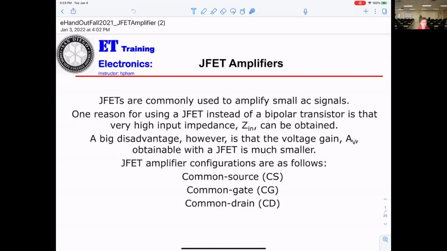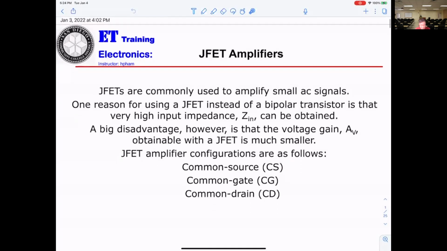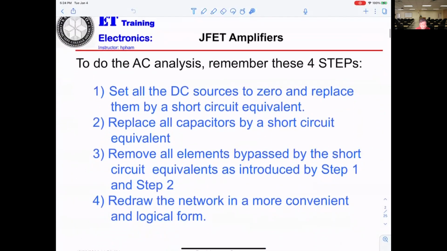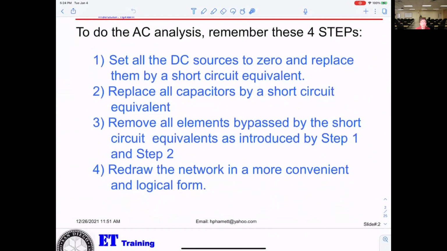Also, for the JFET amplifier, we get three configurations: common source, common gate, and common drain. Like in the bipolar, you get common emitter, common collector, and common base. And whoever wants to convert from the DC JFET circuitry to the AC JFET circuitry has to follow the steps we already listed here.